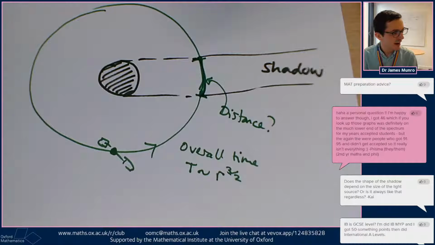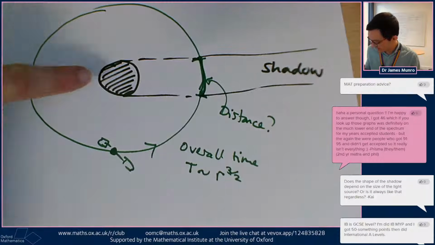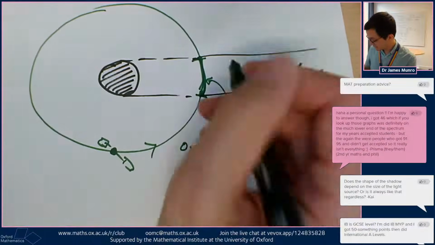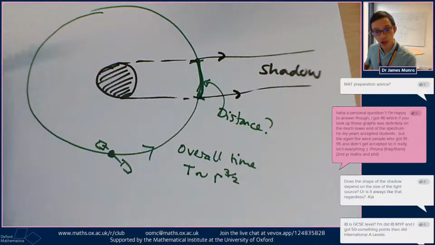Okay. So the shadow depends on the size of the light source. I think, as a modelling approximation, or to make this question a little bit more pure, we're imagining that the light source is infinitely far away, so that these lines are parallel, which is a pretty good approximation for the Sun and the Earth. The Sun is very, very far away compared to all of the things in this diagram, which means that those sides of the shadow are pretty much parallel.